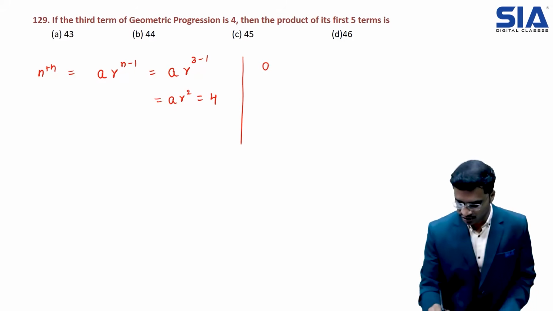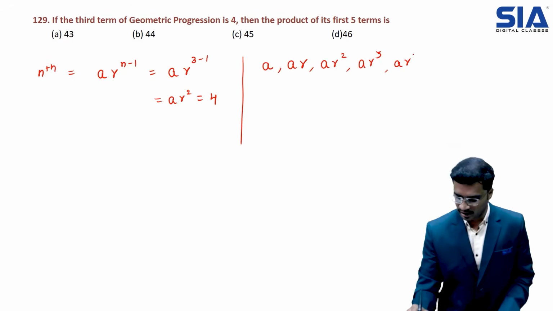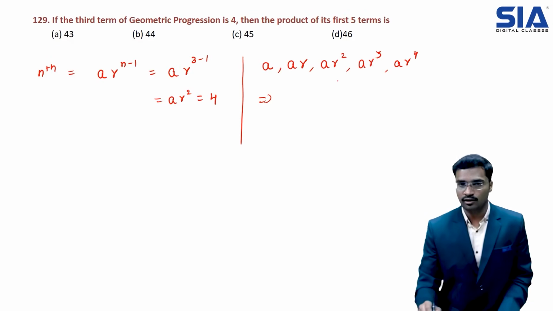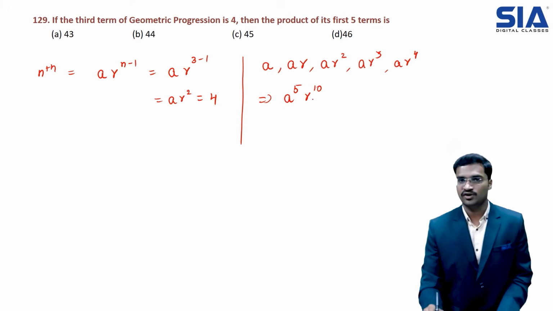So the first term in geometric progression is a. The second term is ar. The third term is ar square. Then the fourth term is ar cube. Then the fifth term is ar to the power of 4. Now we have to find the product of these numbers. So after multiplying all of these, I can say that a to the power of 5 and r to the power of 4 plus 3 is 7, 7 plus 2 is 9, 9 plus 1 is 10. So a to the power of 5, r to the power of 10.